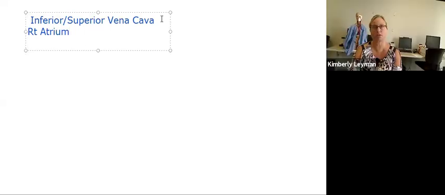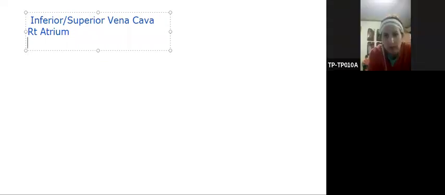From the right atrium, it's going to get pumped down and it's going to go through a valve. Tricuspid.